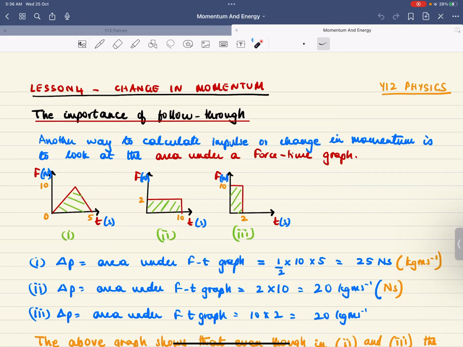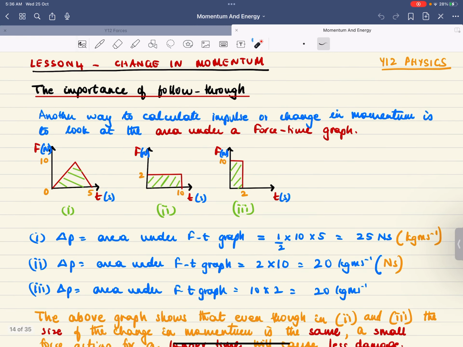Mrs. John, and this lesson is on the change in momentum, and this is the importance of follow through. So, another way to calculate impulse or change in momentum is to look at the area under a force-time graph, and I've just drawn three examples of different shapes to get the area.